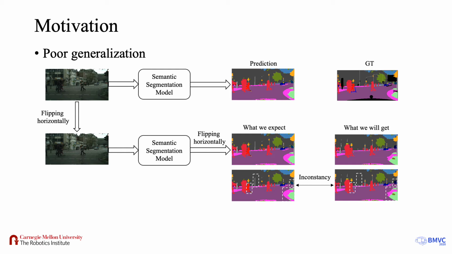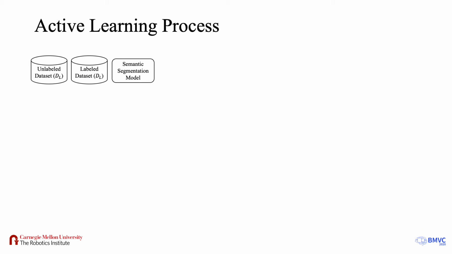To improve the generalization of the model, we utilize the rich self-supervisory information and reduce the uncertainty of the network by enforcing a pixel-wise self-consistency between the output of the segmentation network for each image and its transformation. Given an unlabeled and labeled dataset, our goal is to achieve the highest performance possible by iteratively adding new labeled data until we reach a certain budget.